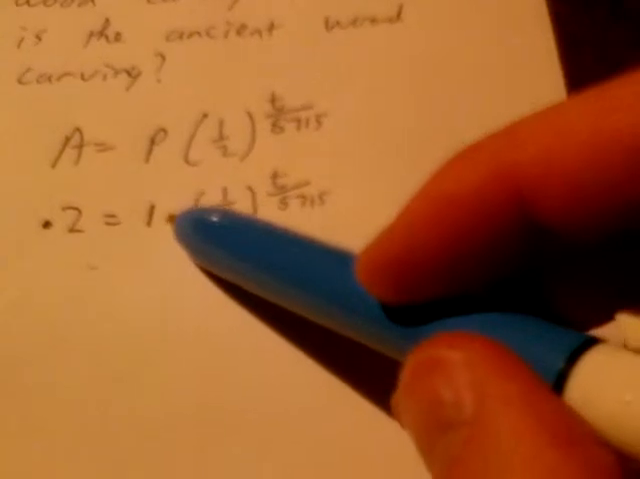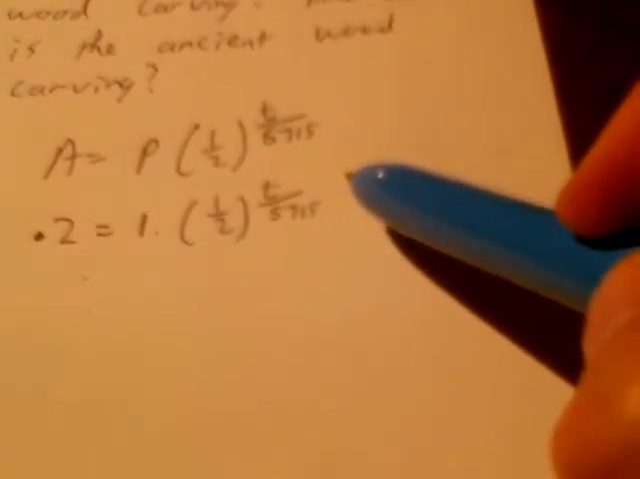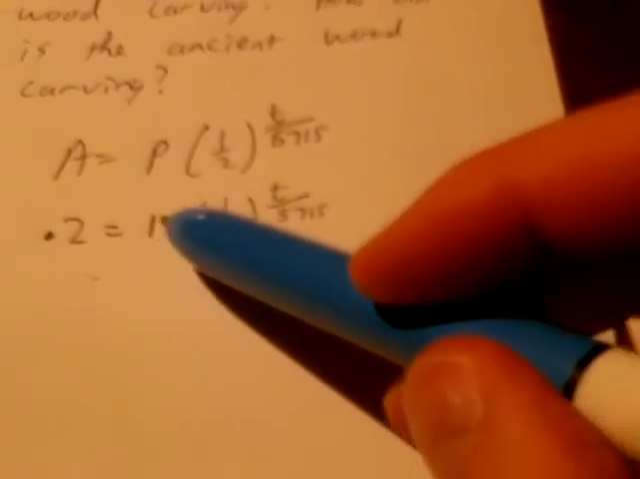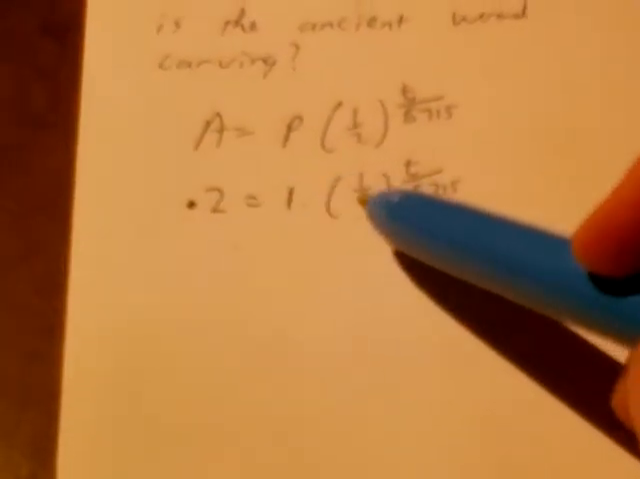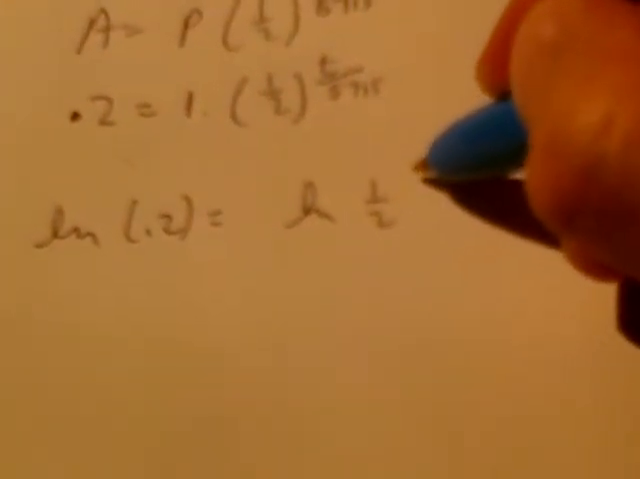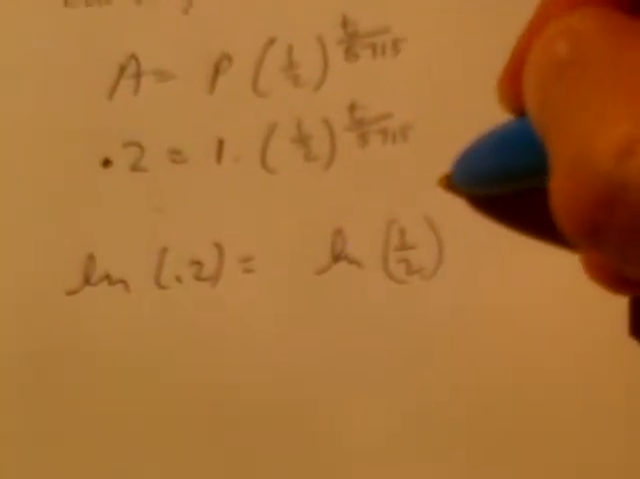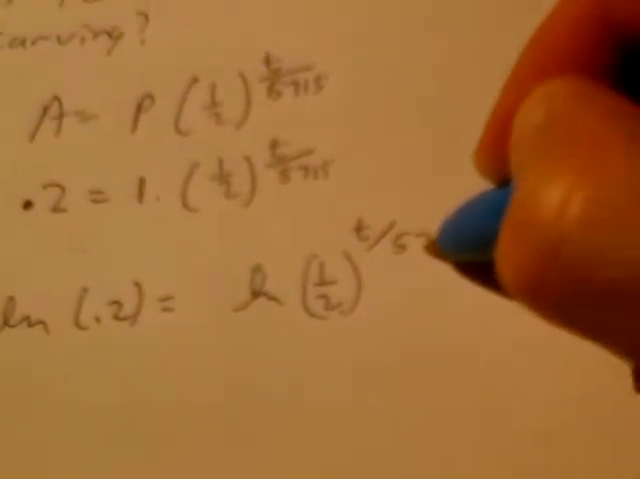So again, we have an exponential equation here. In order to bring this T right down to its regular level, the one that we like to calculate with, we need to natural log both sides. Or we could common log, but as I've suggested, natural log is the more universal approach. So we're going to write ln of 0.2 equals ln of 1/2 to the t over 5715.